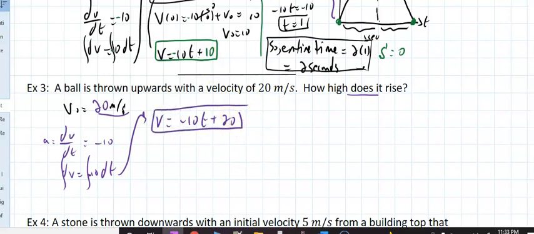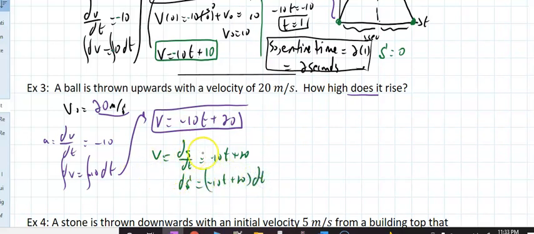Now I'll come back to this. I need this equation for something else. For now, I'm going to go for s. I should say, the velocity is ds dt, and that's negative 10t plus 20. If you cross multiply, ds is negative 10t plus 20 dt.